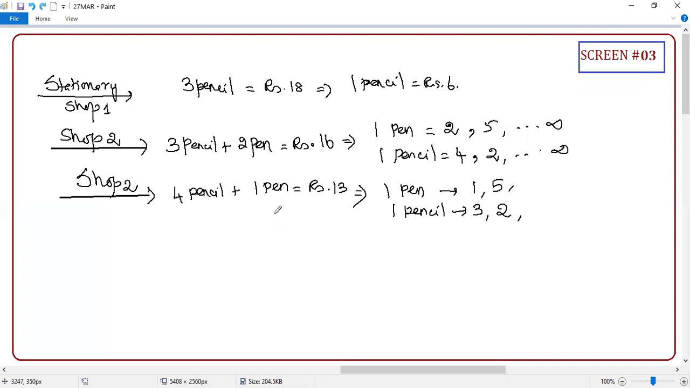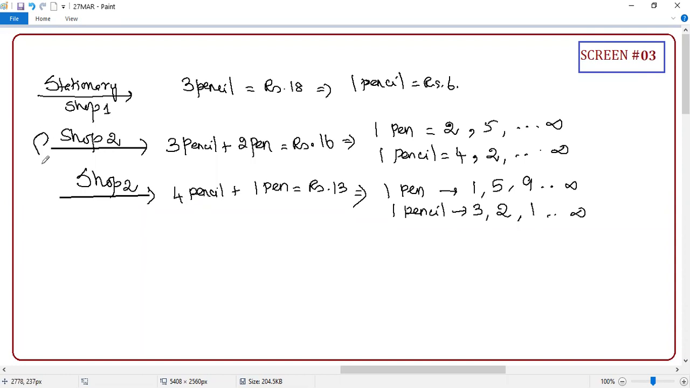Because 1 pen, you can consider as what, student? Pencil is 1 rupee, student. Pencil is 1 rupee. Pen will be what? 9 rupees. Guys, how many possibilities again? Infinite number of possibilities. But what is your answer?